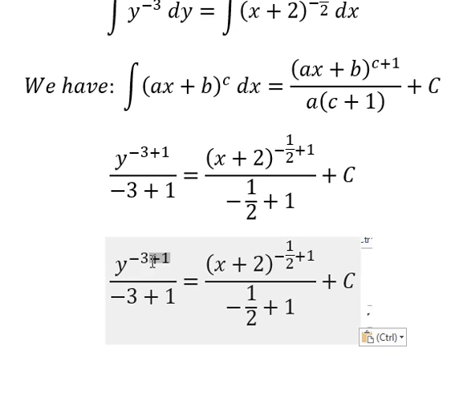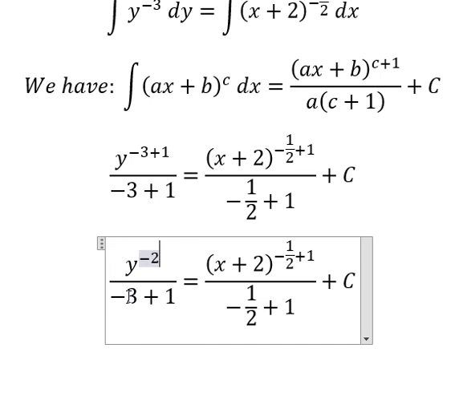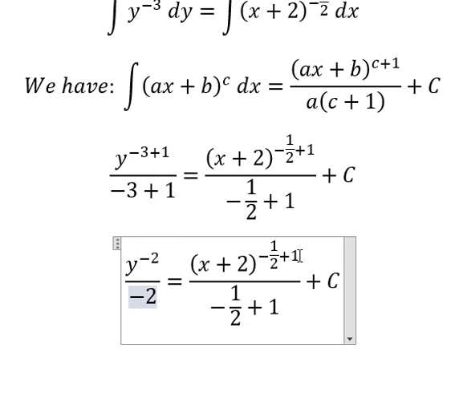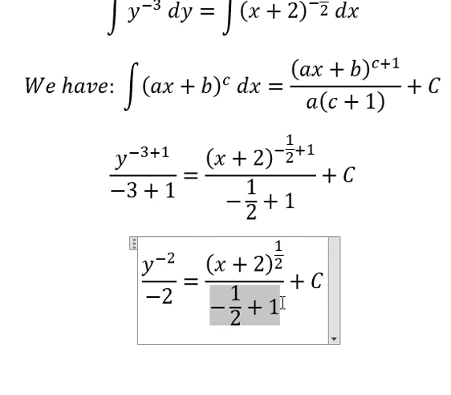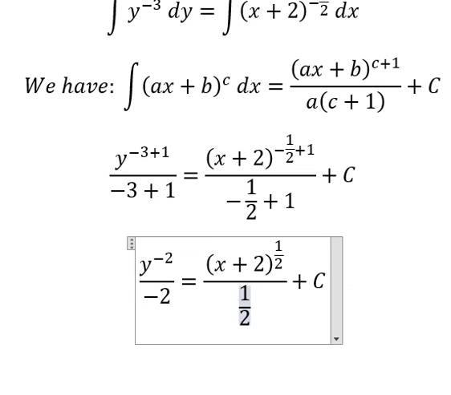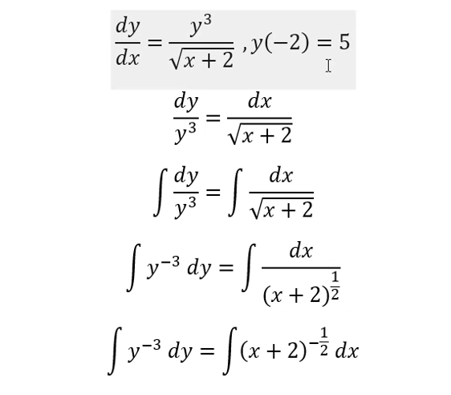So this one we have negative number 2, negative number 2, 1/2. Now we have the conditions.